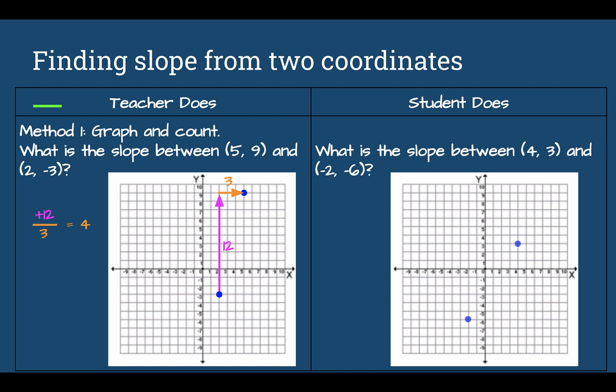Let's check. So if we plot our 2 points, we have (4, 3) and (-2, -6). Counting, I would have to go up 9 over 6. So 9 over 6 would reduce to 3 over 2, or 1.5. So your slope was 3 over 2, or if you put 1.5, that works too.